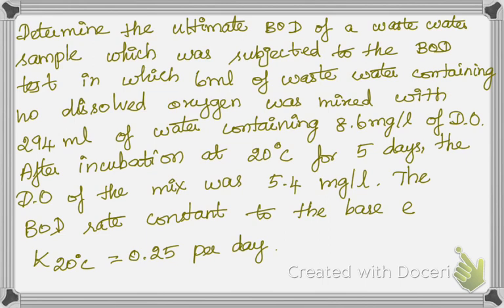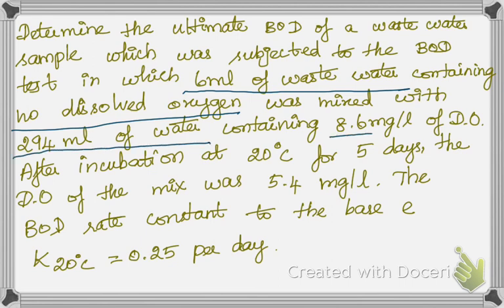So when you take this problem, the first thing they have given is that initially for 6 ml of wastewater there is no dissolved oxygen at all. But they are diluting it, which means for 294 ml of water there is 8.6 milligram per liter of DO. Okay, so what is understood from this is that there is 6 ml of wastewater.